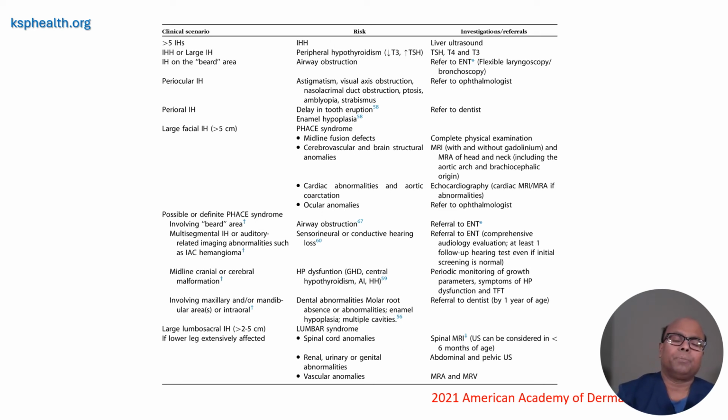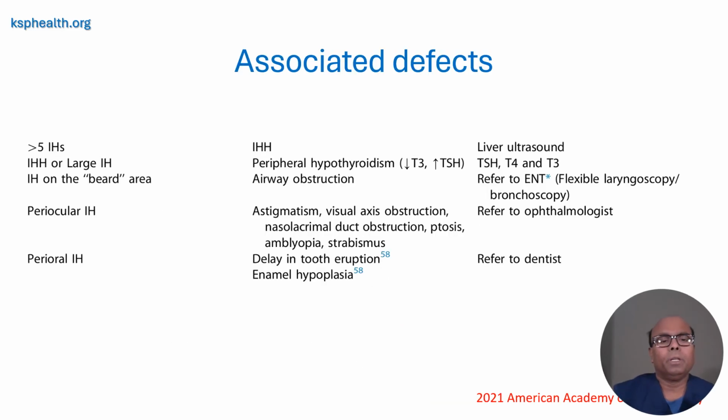So what are the risk factors? I want to go one by one. When there is an increased number of hemangiomas, more than 5, often associated with hepatic hemangiomas, a liver ultrasound needs to be done. And also look for hypothyroidism by testing TSH, T4, and T3. When the hemangioma affects the beard area, airway obstruction needs to be looked into by referring the patient to ENT. Oftentimes, they can have subglottic hemangiomas.